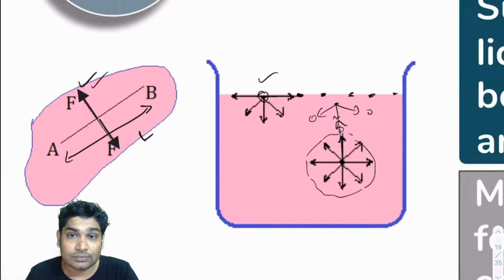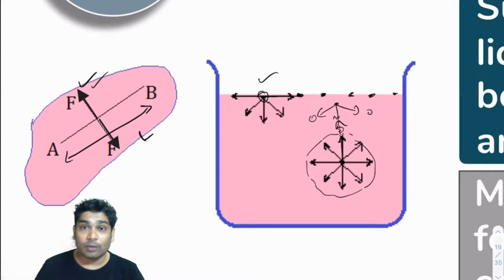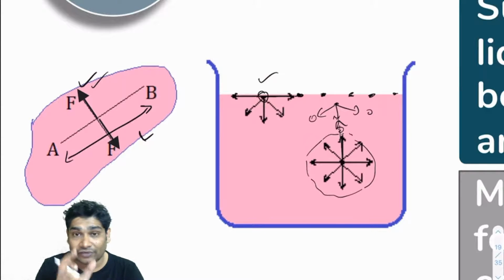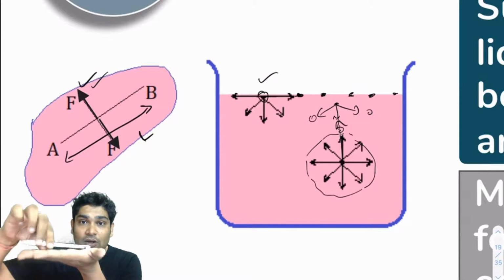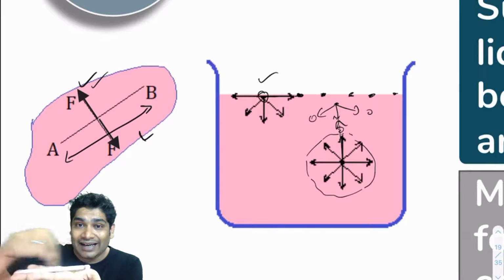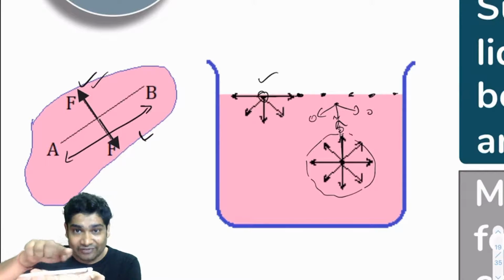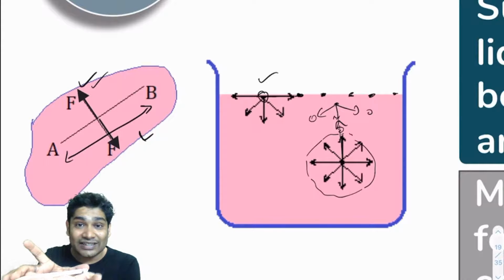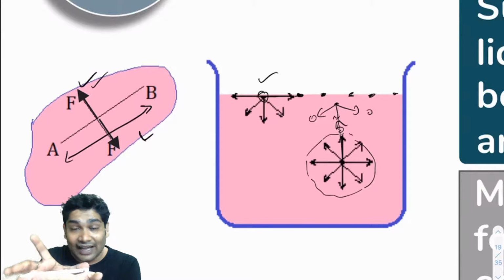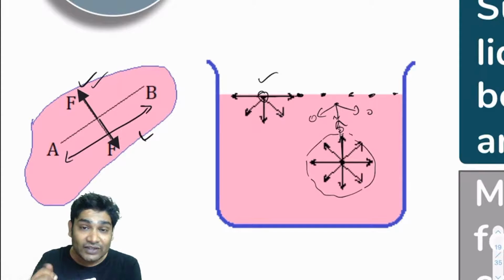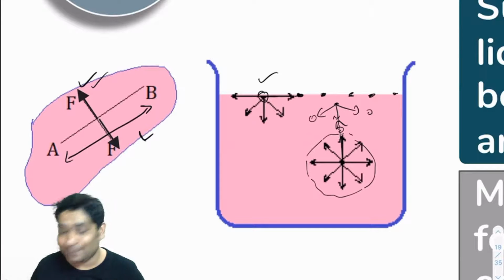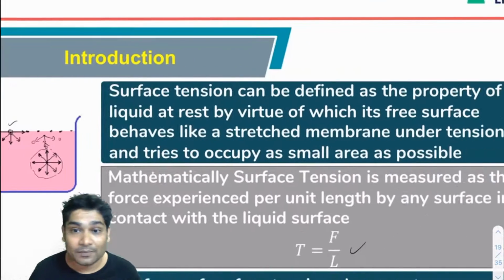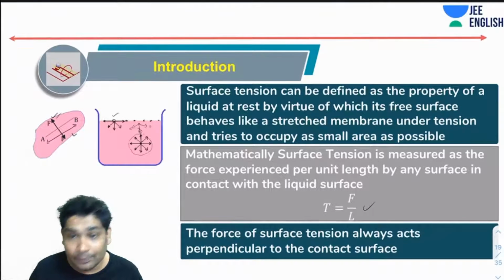Is that clear, Moesha? L is the length of the thing in contact. Suppose I put this pen on the surface of water and let's say this side feels a force F, then L is the length of this. Alright, if the entire length is feeling force F, then surface tension is nothing but force per unit length of this. Okay, I hope that is clear.